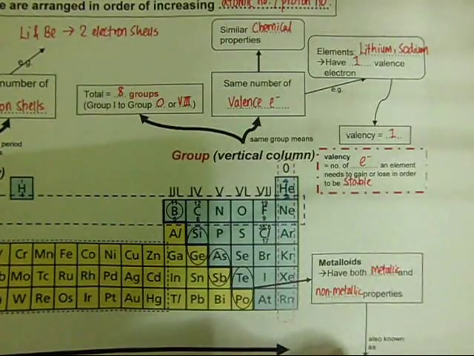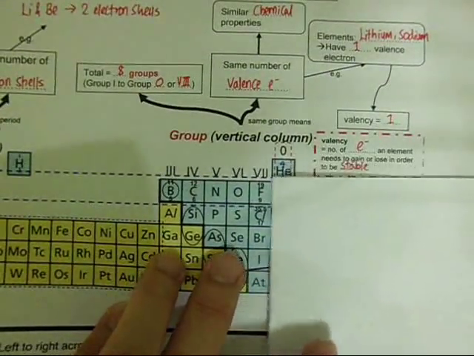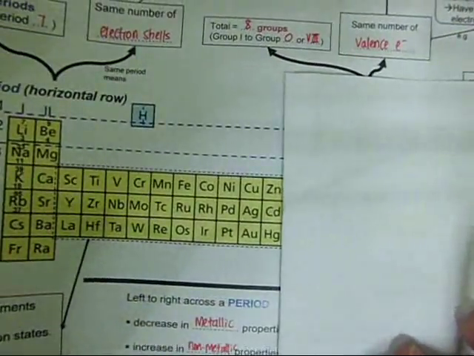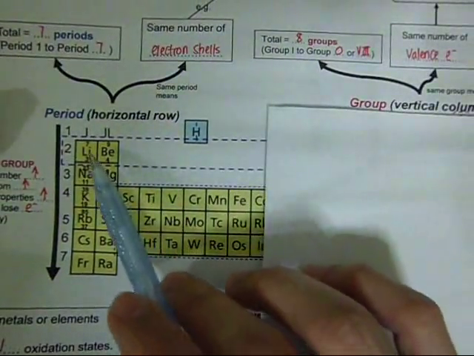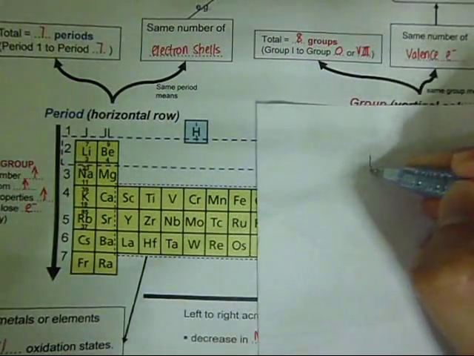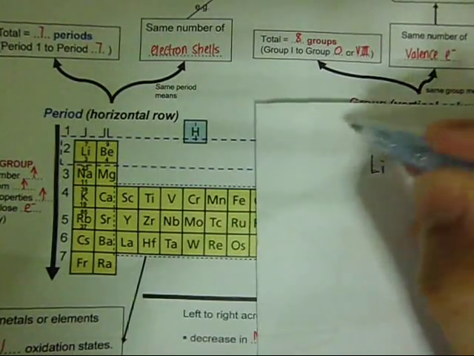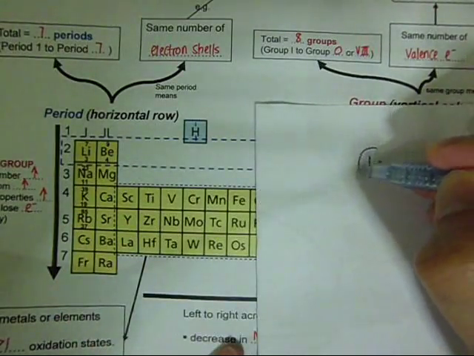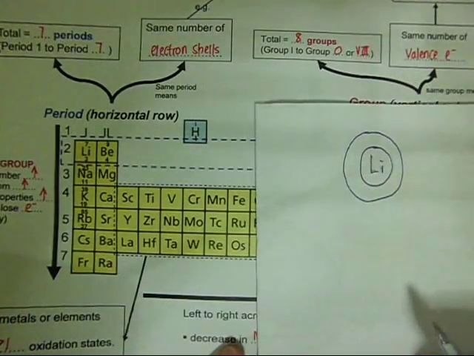Okay, an example here would be, in order to have a clearer picture, we can draw out the electronic configuration, the electronic structure of, for example, lithium. Now lithium is in group 1. So your lithium, the electronic structure should be like this. Now it is in period 2, means that there are 2 electron shells. Okay, 1 electron shell, 2 electron shells.